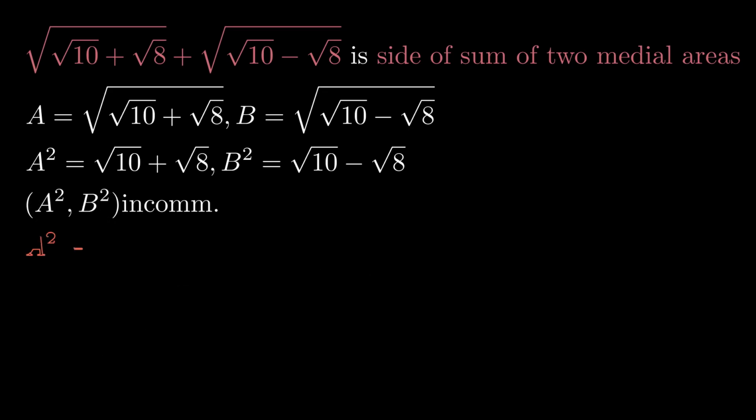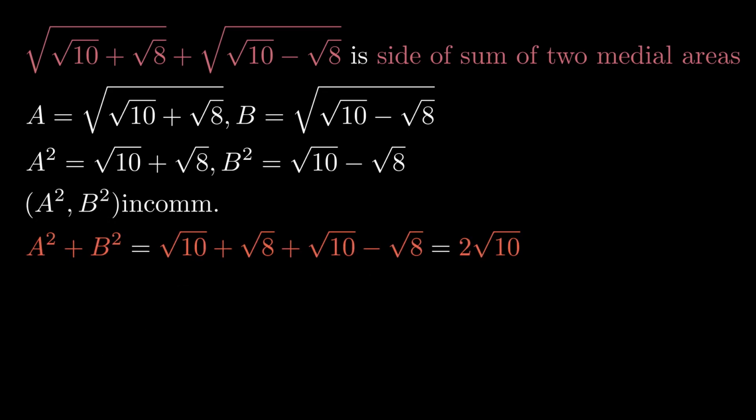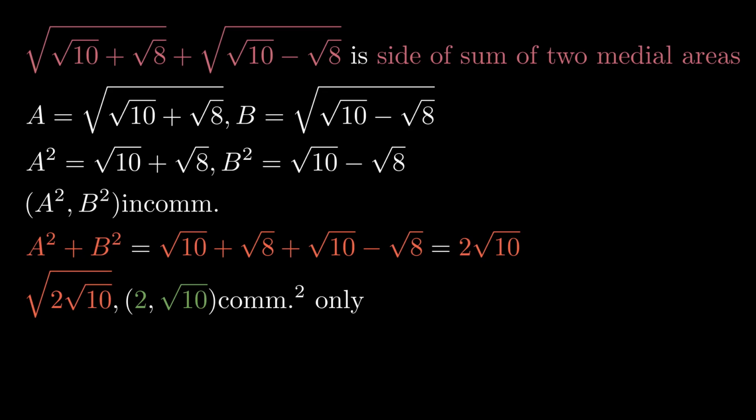A squared plus b squared is equal to root 10 plus root 8 plus root 10 minus root 8, which is equal to 2 root 10, which is medial, because its square root is the square root of 2 root 10, which is the geometric mean of the numbers 2 and root 10, which are rational by Euclid's definition and commensurable in square only.